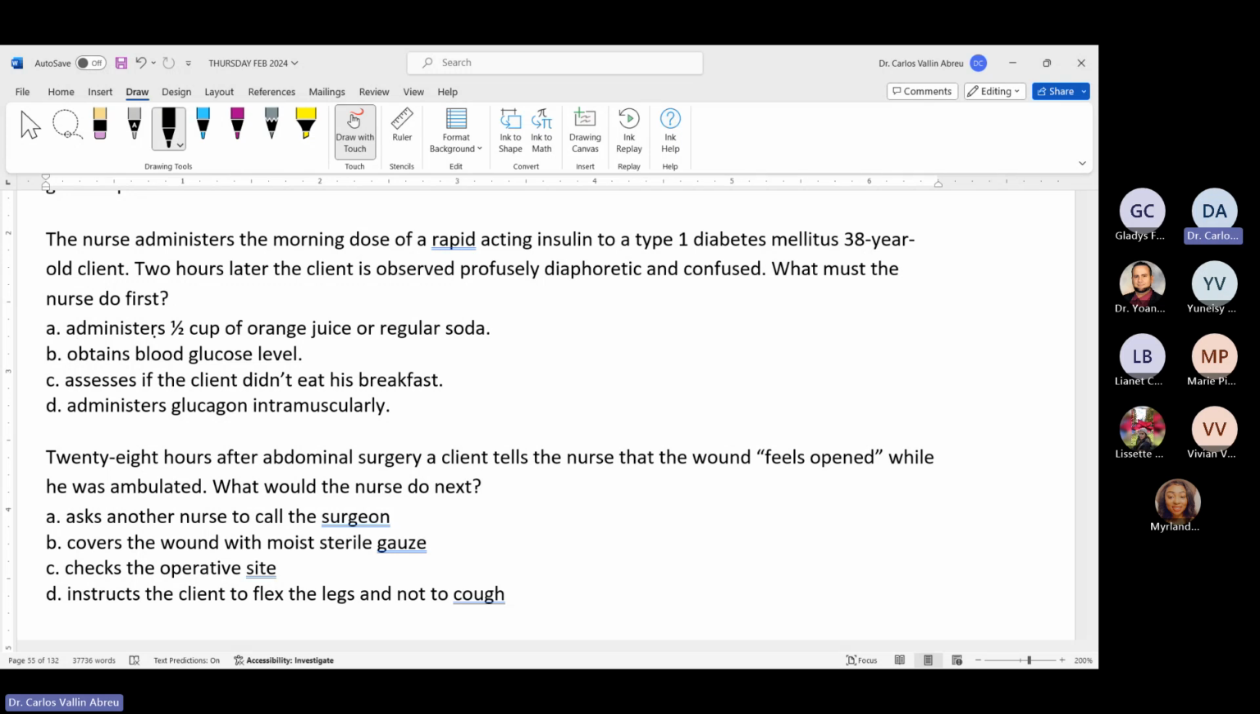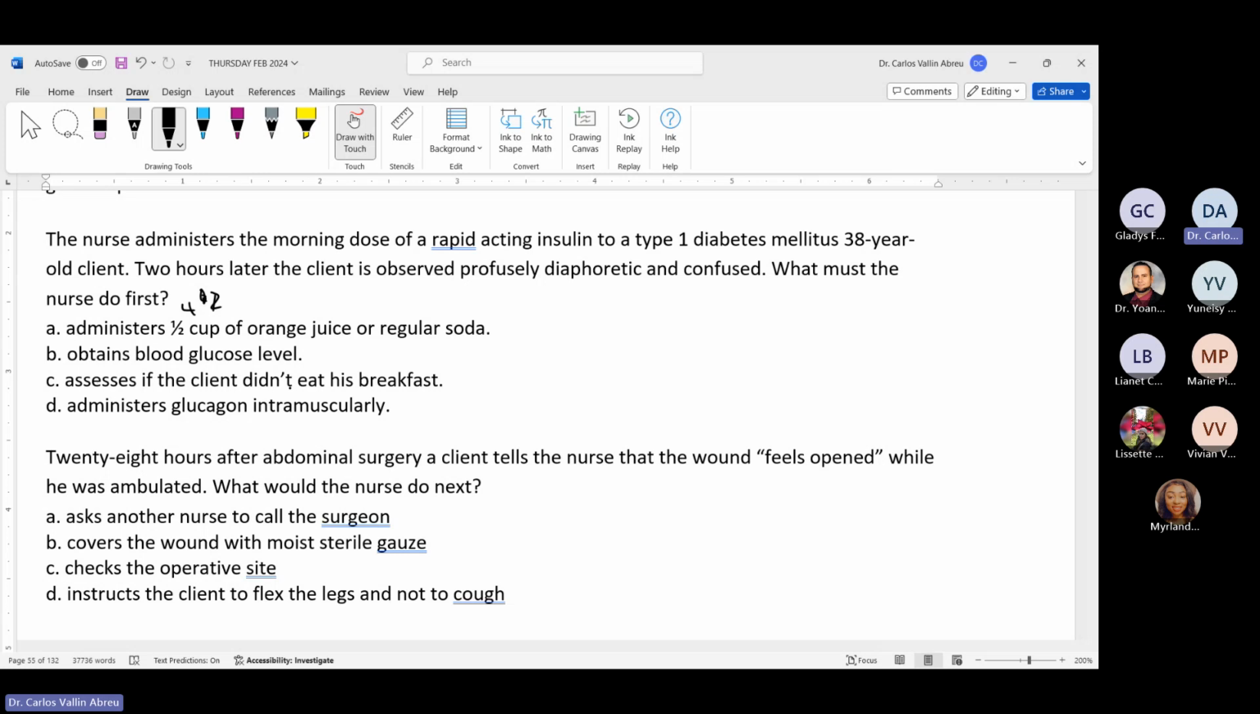So, administer half a cup of orange juice or regular soda. This is 4 ounces. Half a cup is 4 ounces. Regular soda means not diet soda. Obtain blood glucose level.